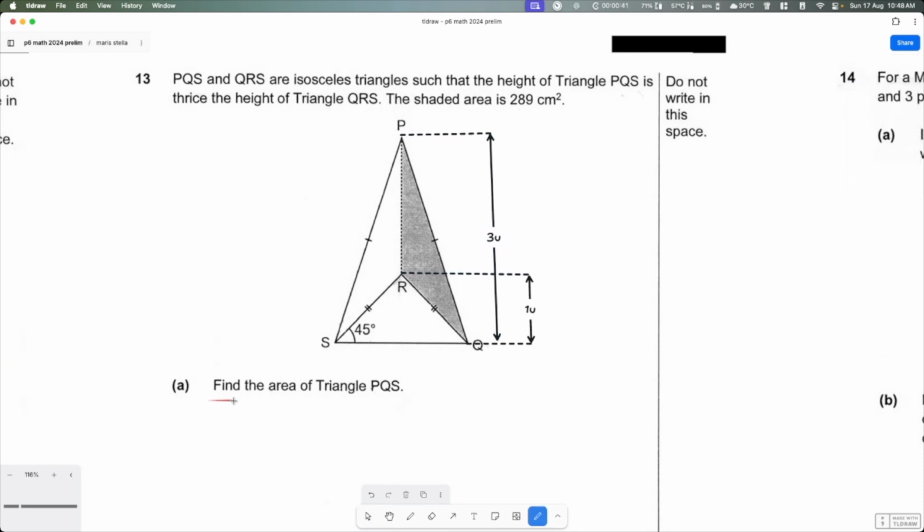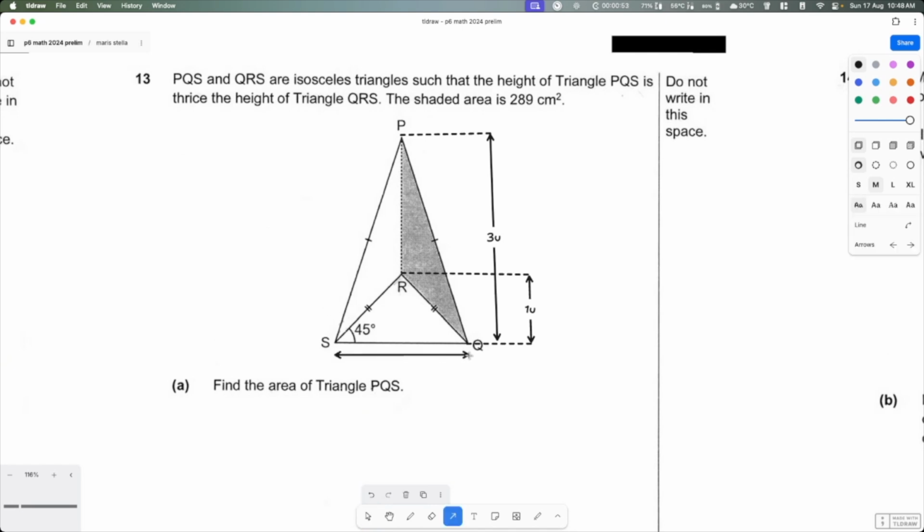Part A says find the area of PQS, which is the whole thing over here. So what I'm going to do is give an example. Let's say the example for the base is 10 centimeters. We work with 10 because it's easier to calculate. And we'll have 1 unit as 10 centimeters as well. I just want to share with you the units for area.